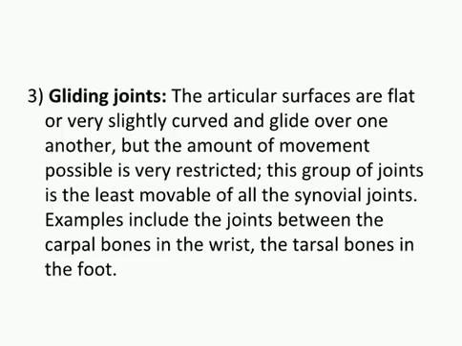Now the third type of joint is the gliding joint. The articular surfaces are flat or very slightly curved, and they glide over one another, but the amount of movement permitted is very limited. This group of joints is the least movable type of synovial joint present in the human body. The joints between the carpal bones in the wrist and the tarsal bones in the foot are examples of gliding joints.